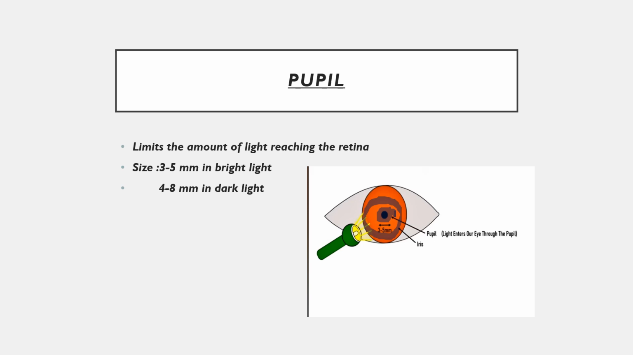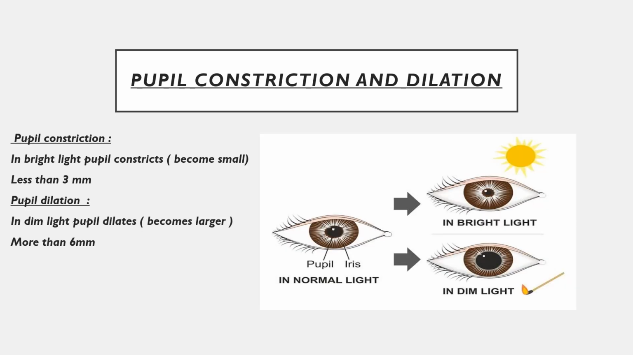Size of the pupil in bright light is 3 to 5 mm, and size of the pupil in dim light is 4 to 8 mm. So the pupil usually constricts and dilates. What is this mechanism? First we'll know about the pupil constriction.